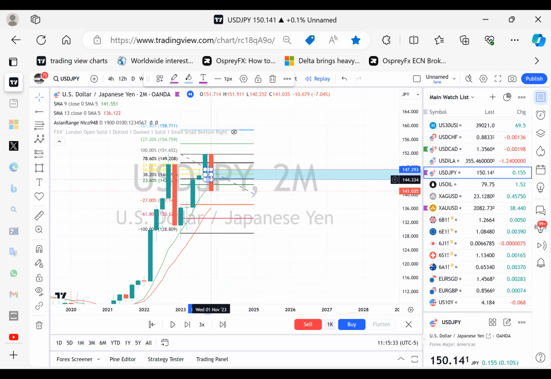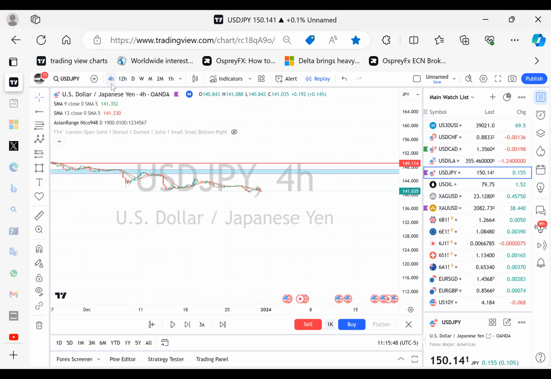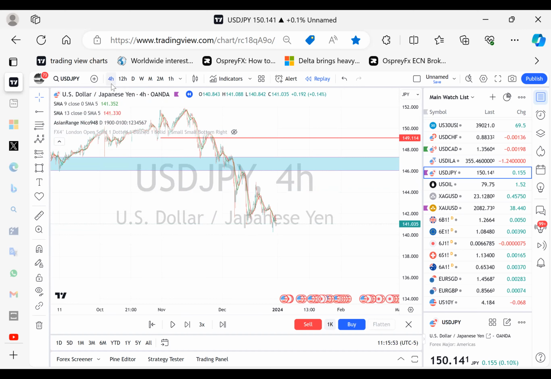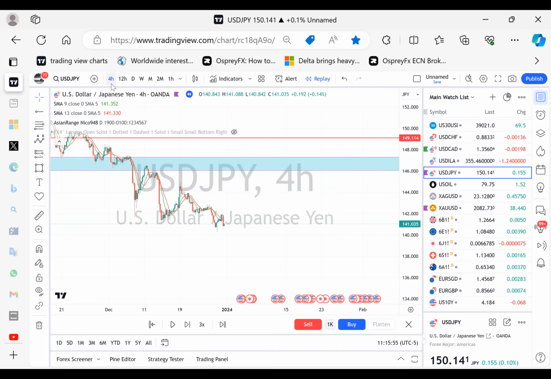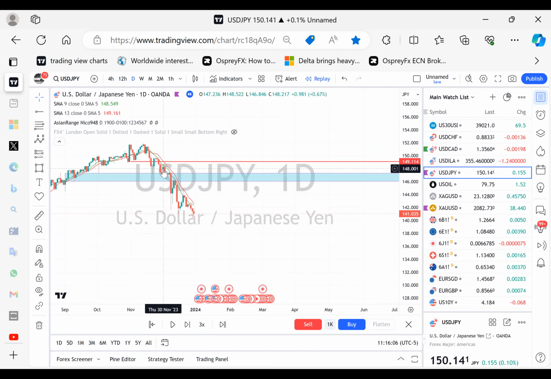But I still have to go to the scene of the crime, right, in order to find what I'm looking for. I still have to go and stalk the trade setup to find what I'm looking for. So I can go all the way down to the 4-hour. And maybe some of you will prefer to go to the daily. All of it works. We already talked about what we're looking for.